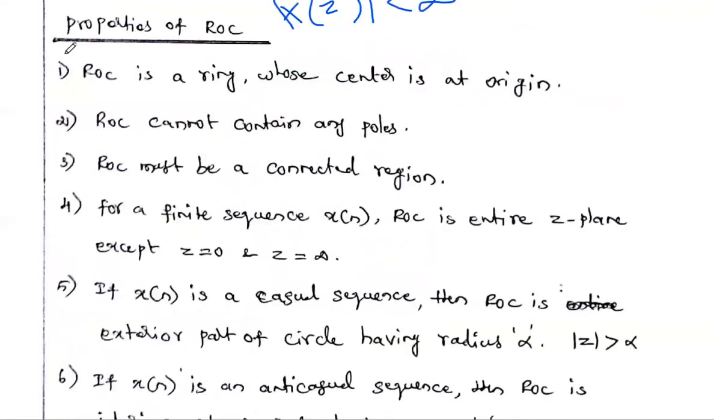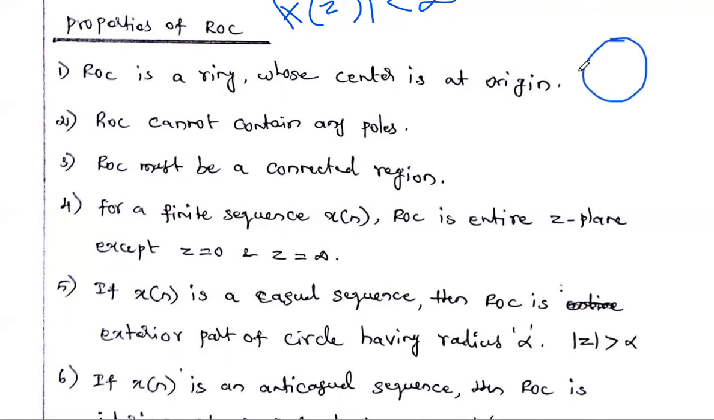Then, what are the properties of ROC? This question is also an important 2 mark question. Sometimes it may be asked as a big 6 mark question. So what are the properties of ROC in the Z transform? Here the region of convergence is a ring. In the Laplace transform the ROC is a parallel strip in between some area. But here the ROC is a ring, that is, the ROC is a circle.